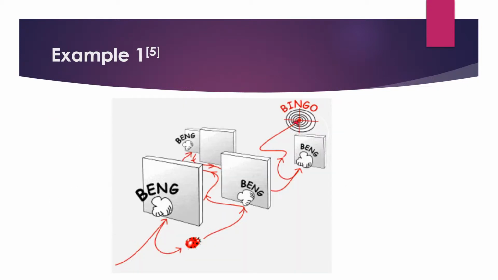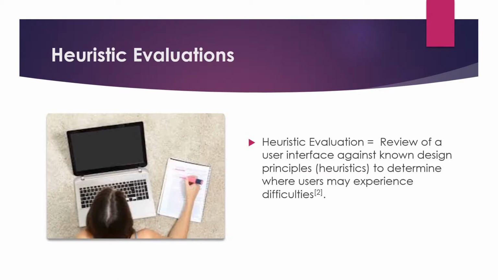Or we can take a look here at this ladybug. She is trying to get to the bingo. And as you see, she hits kind of all of these little roadblocks on the way and she finally makes it. So she's successfully gotten there. But what heuristics does is it tries to identify all of those roadblocks and get rid of them. So when you do a heuristic evaluation, you'll review a user interface against these known design principles, heuristics, to determine where users may experience difficulties, just like our ladybug.